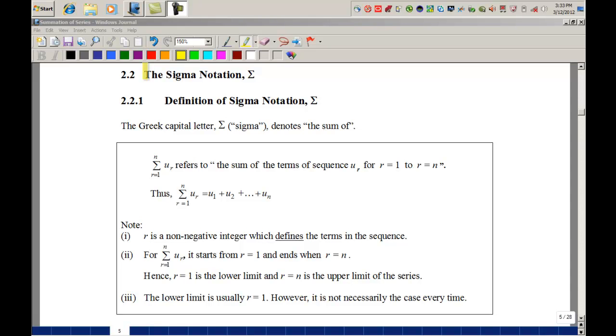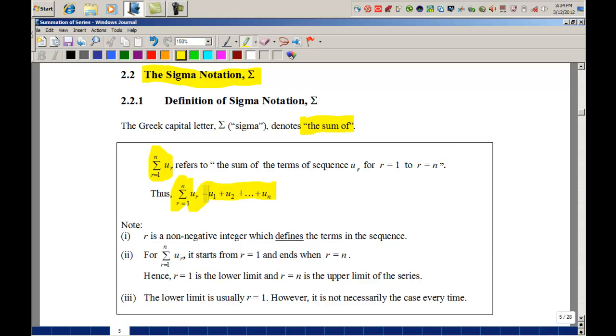Now in this new section, we look at the sigma notation. Now the sigma notation may be new to some of you, but it just means this. It just means the sum of. Now, if we have a series of numbers, u1 plus u2 all the way until un, we sometimes don't want to write so many terms. And we sometimes can use the summation or the sigma notation to represent this series of numbers.